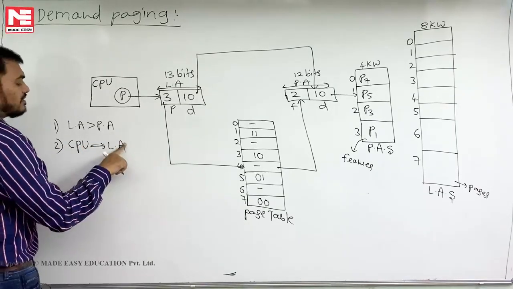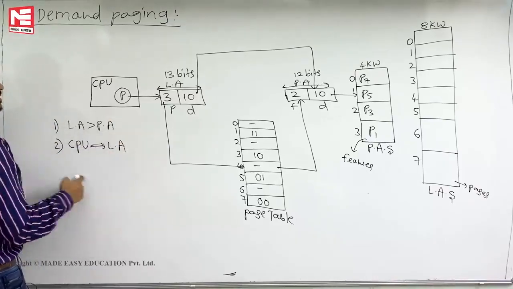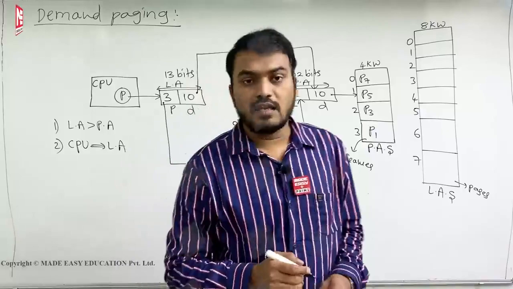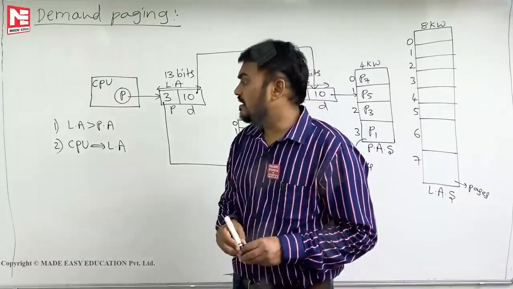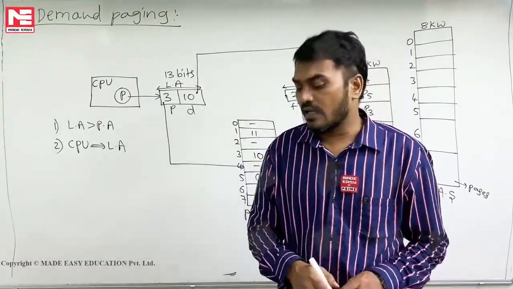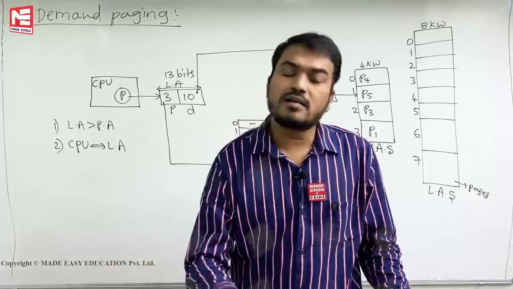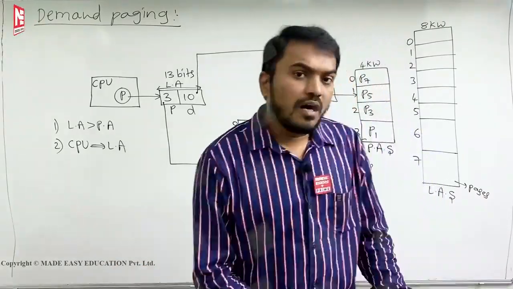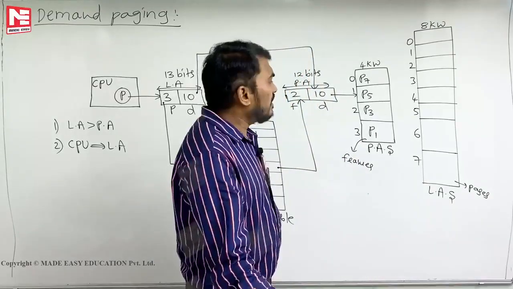So why is it like this? What are the reasons for this? Now we are going to understand those two things: why logical address will be greater than physical address, and why the CPU generates a logical address. We are going to understand all these points. Listen carefully. Now, what is the meaning of LAS and PAS?